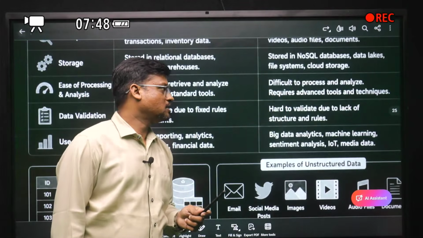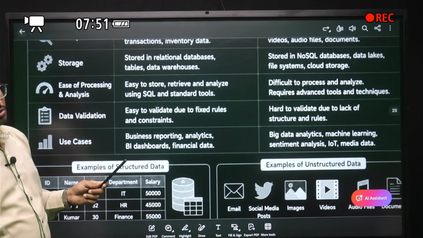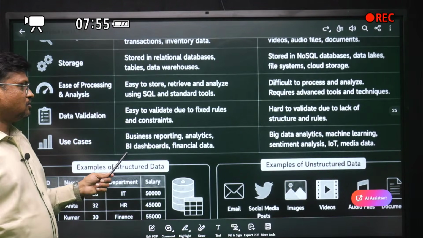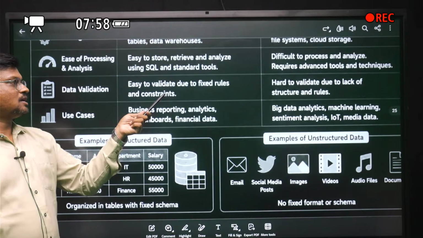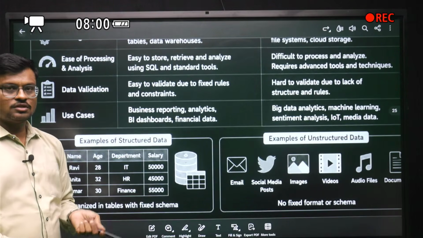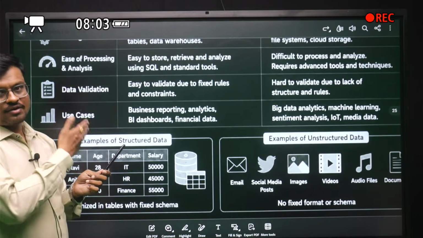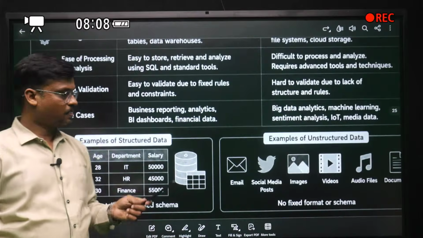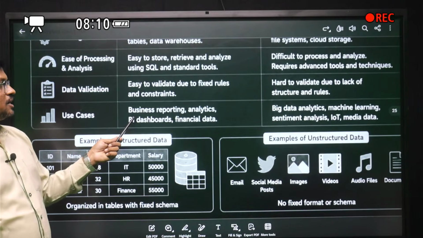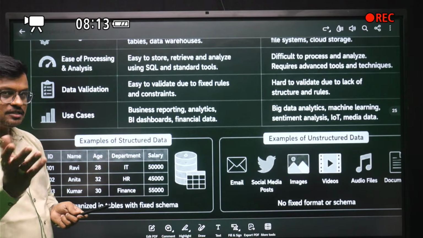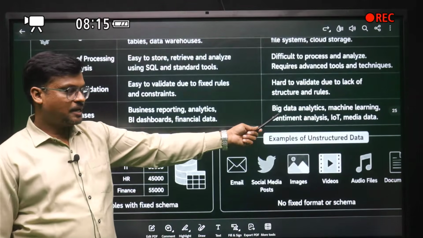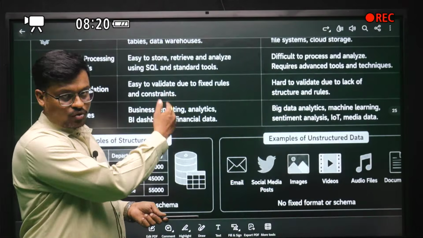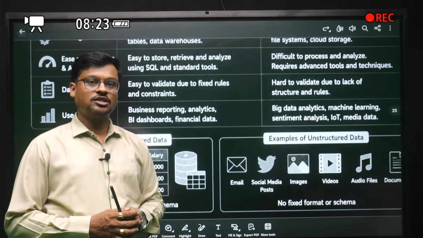Unstructured data is difficult to process and analyze as well. We need advanced tools and techniques like web mining, text mining, face mining, image mining, all those things we need to use. Data validation: structured data can be easily validated because we have fixed rules, normalization can be applied on it, and we have constraints as well. Unstructured is hard to validate due to lack of structure and rules. Use cases: business reporting, analytics and BI dashboards, financial data are basic use cases of structured data. Big data analytics, machine learning, artificial intelligence, natural language processing, IoT are examples of unstructured data use cases.